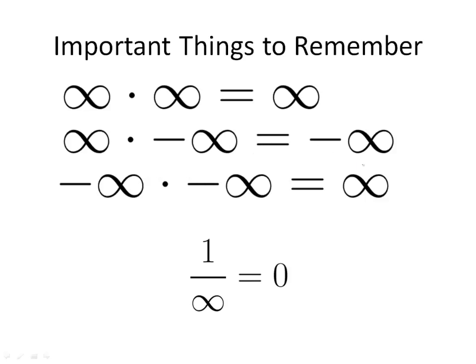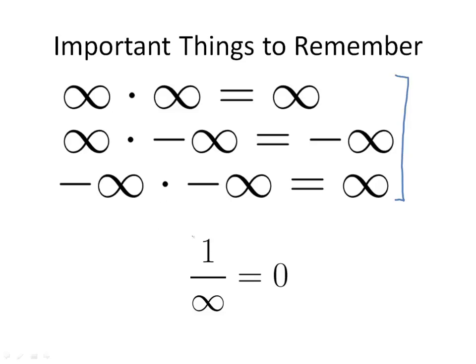Well, this will also be a short lecture on limits at infinity. So there's a couple things to remember. Infinity times infinity is positive infinity. Positive infinity times negative infinity is negative infinity. Negative infinity times negative infinity is positive infinity. So these three follow the same rules as any other constants. Okay?